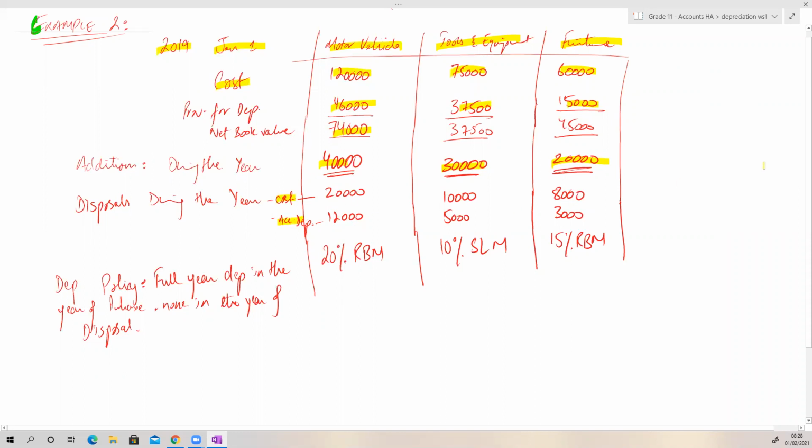ठीक है जी. Because when you sell an asset, you completely wipe off everything that relates to that asset from your books. ठीक है. And depreciation is 20% RPM, 10% SLM, 10% RPM. ठीक है.